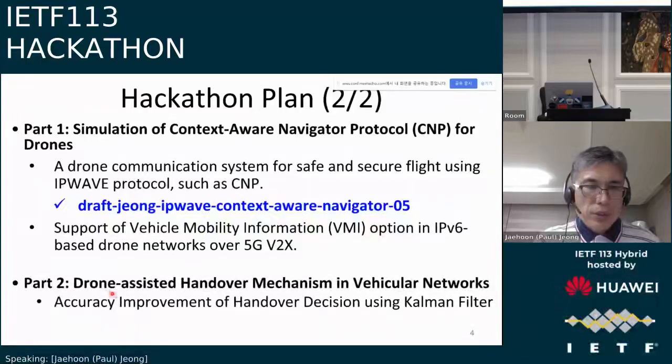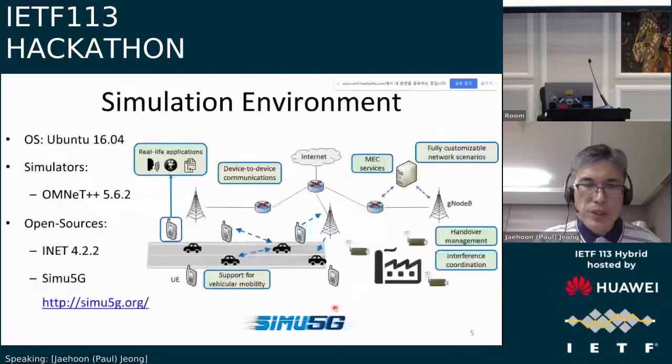Secondly, in the drone-assisted handover mechanism case, the basic goal is to improve the accuracy of the handover decision using a Kalman filter. Basically, from the beacon message from the gNodeB, or the base station, we can decide the handover time, considering the signal strength from the previous base station and the new base station over the drone. Remember, the drone is a moving base station.